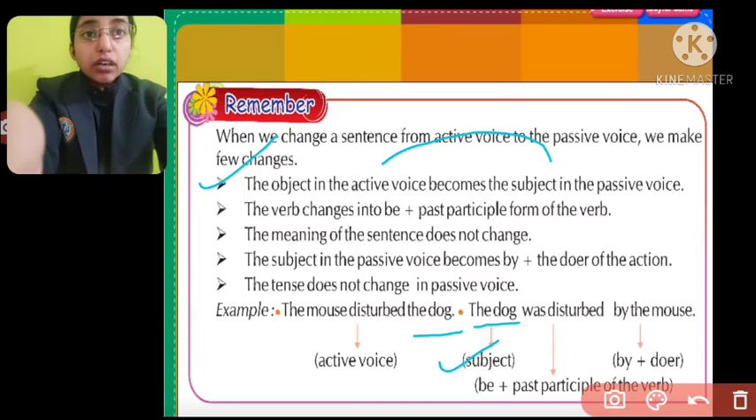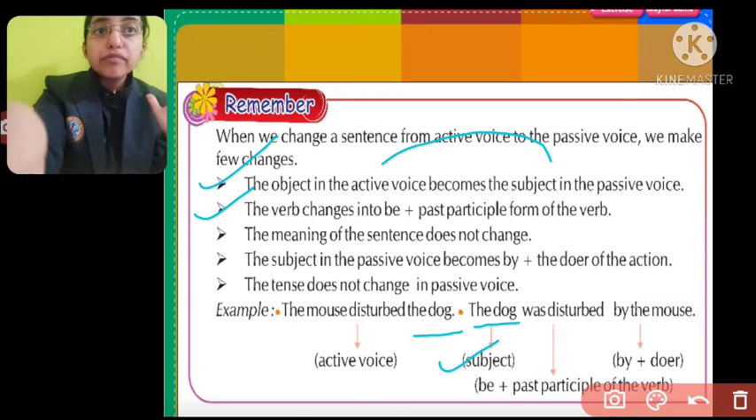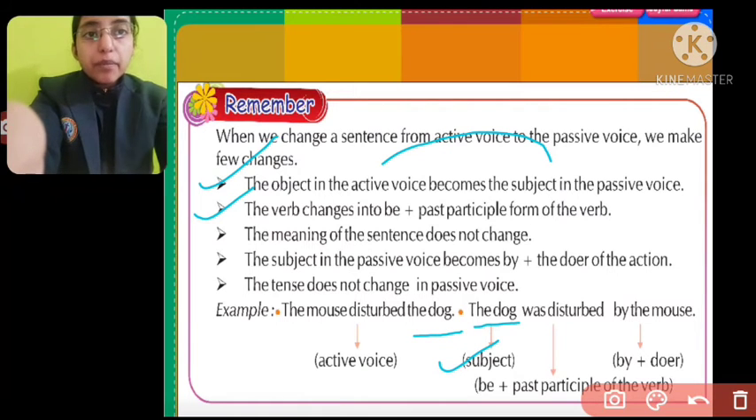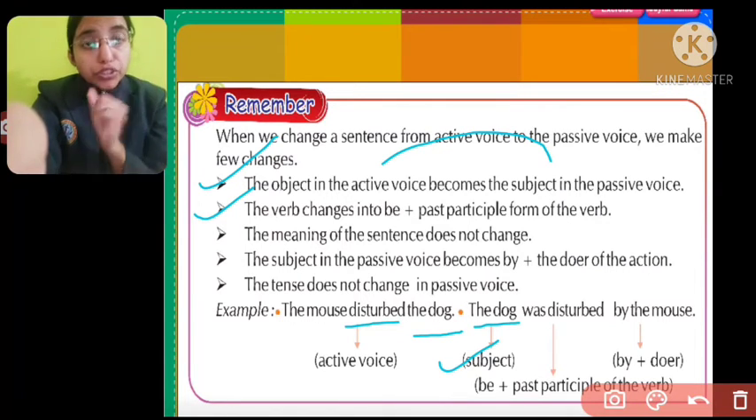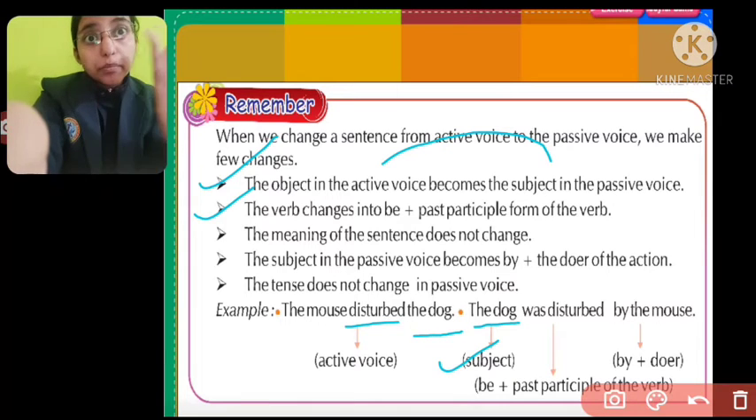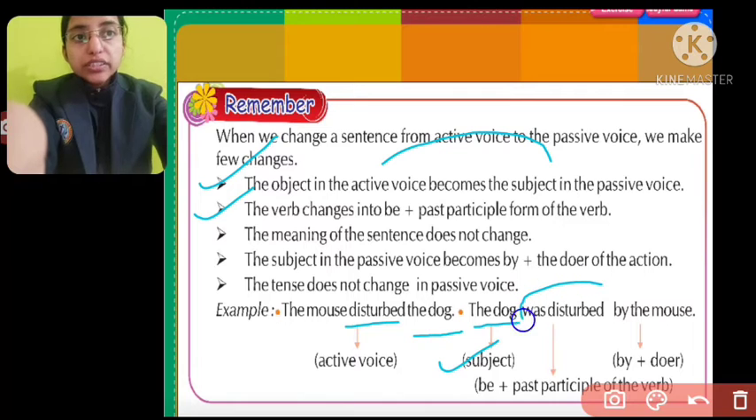Second, the verb changes into be plus past participle form of the verb. यहाँ पर हमारा verb क्या है? Disturbed. अब disturb को हमने कैसे change किया? Was, see, be plus past participle form of the verb. हमने यहाँ पे was क्यों add किया? Because disturbed, it is past tense. So, was disturbed.